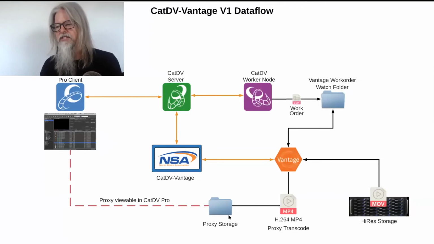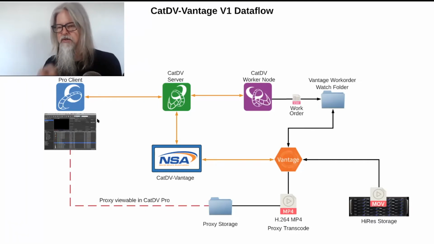The reason we call this out is that, as you know, CatDV proxies need to be placed in a very specific place in order to be viewed by CatDV. And so this is an example in this simple workflow where we're actually telling it, using CatDV variables, where to place this file. So it's not just a random output.